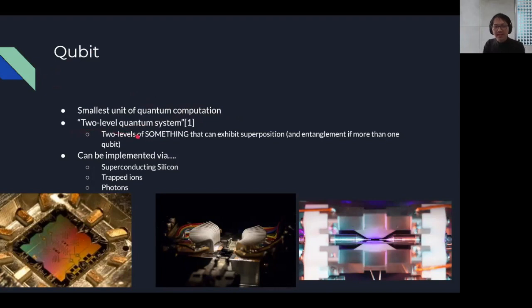And a quantum bit, at minimum, needs a 2-level quantum system. So I put here, you need 2 levels of something that can exhibit superposition, and entanglement if there is more than one qubit. Superposition and entanglement are 2 critical properties that are required. You'll see them in quantum mechanics, and you will need them in order to perform any useful quantum computations. Now, what exactly is a 2-level quantum system?